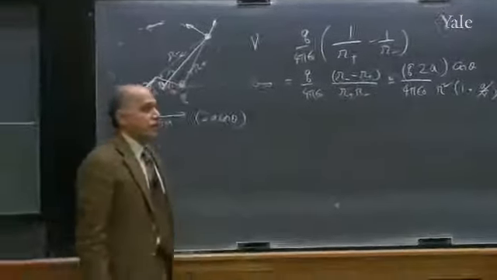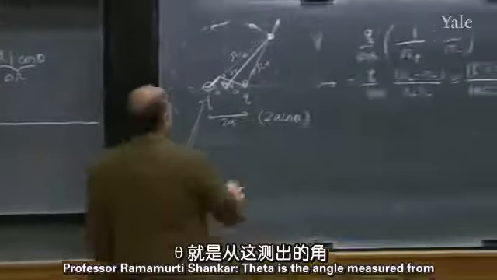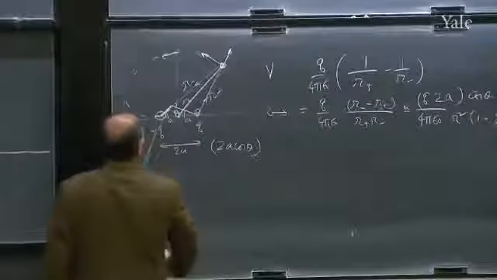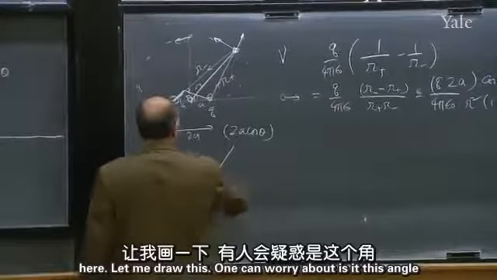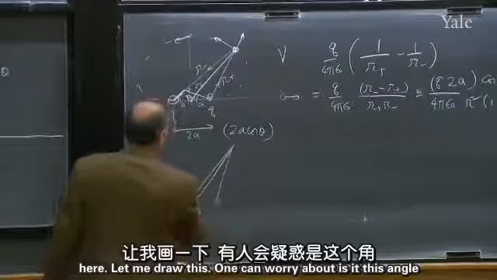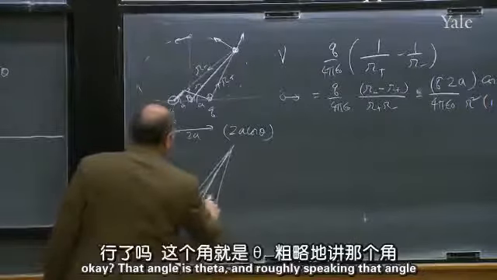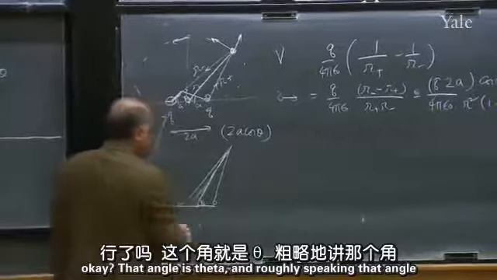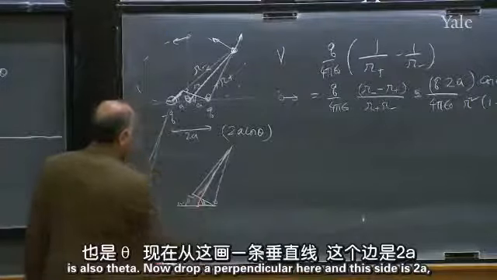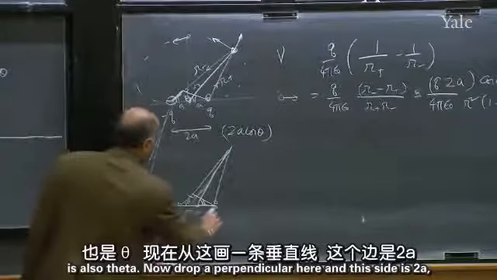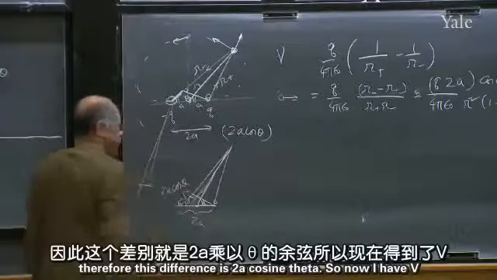Yep? Sorry, which angle is theta? Theta is the angle measured from here. Let me draw this. One can worry about is it this angle or that angle, but I'm saying draw the angle from the middle, okay? That angle is theta. And roughly speaking, that angle is also theta. Now drop a perpendicular here, and this side is 2a. Therefore, this difference is 2a cosine theta.